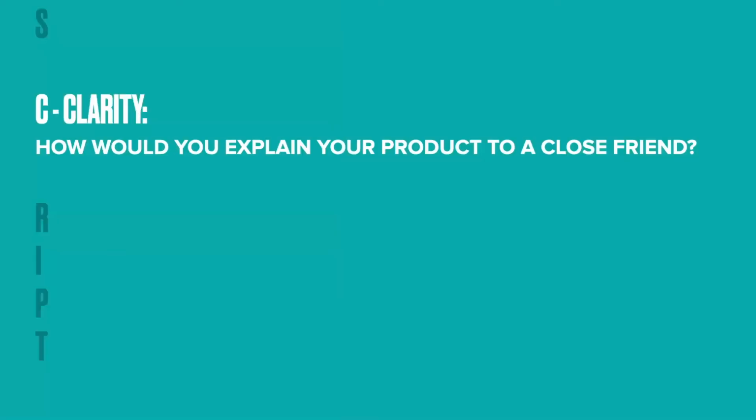Next up, we're going to talk about clarity. So clarity sort of goes along with what we were talking about before in story, in the sense that it tends to be copy related. But clarity really boils down to, how would you explain your product to a close friend? So I always tell anyone we're working with that struggles with copy to sit down and write a letter or an email to a friend explaining your product.